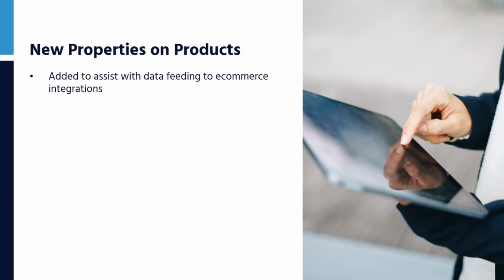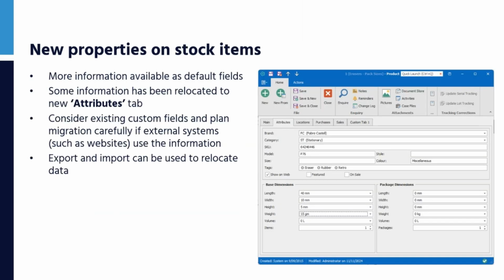So just having a look at now some new properties on products that have been recently added as well. So there's a new attributes tab, and that contains a lot of information. I guess the rationale behind this is it's making it easy for those of you that are integrating with e-commerce sites to store some of the attributes that are typically pushed up to an e-commerce site.